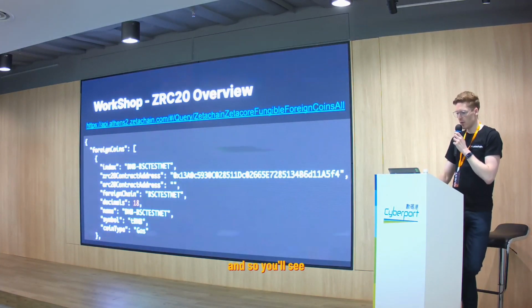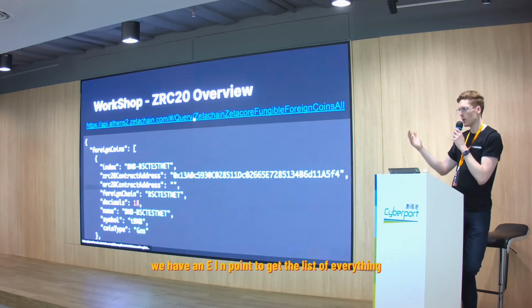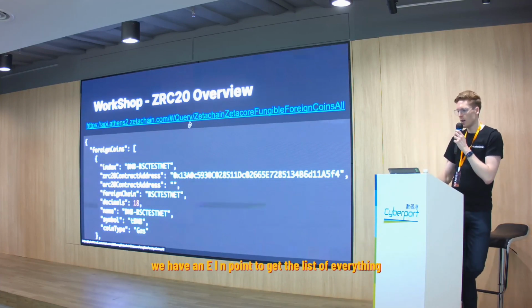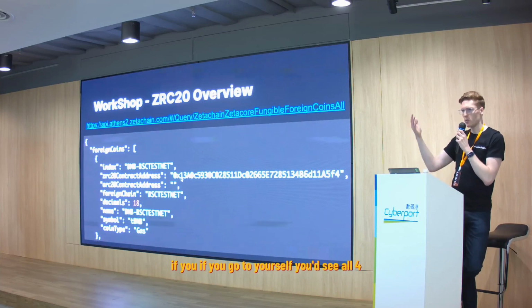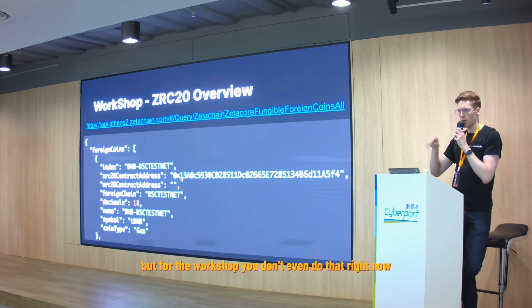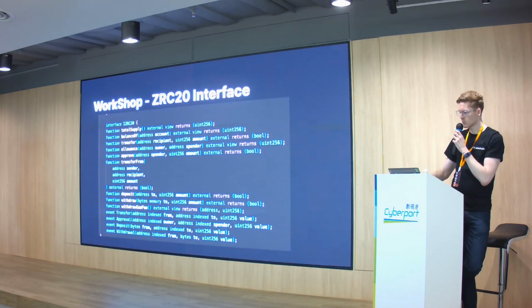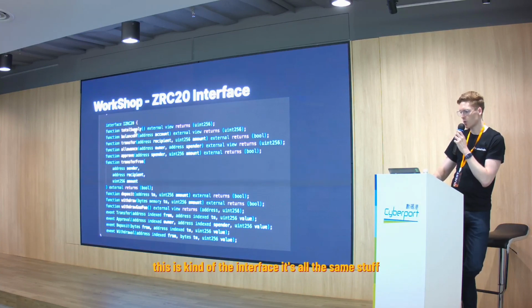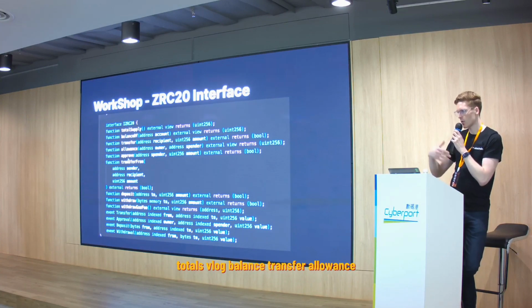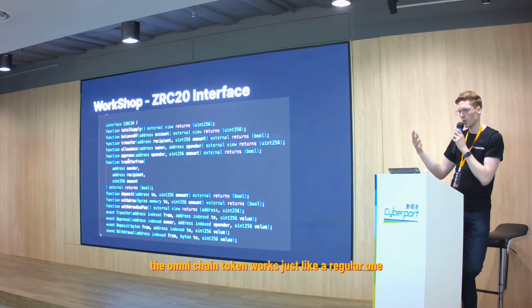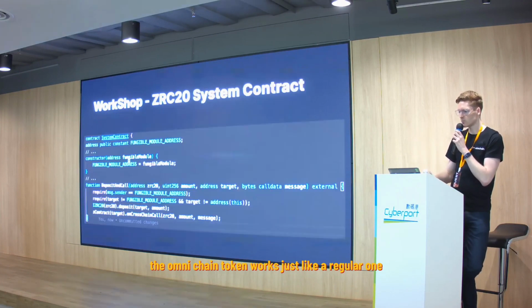You'll see each ZRC20 just has a regular contract address. We have an API endpoint to get the list of everything, and if you go to it yourself you'll see all four, but for the workshop, you don't need to do that right now. And just like a regular ERC20 token, this is the interface. It's all the same stuff: token supply, balance, transfer, allowance. The omni-chain token works just like a regular one.